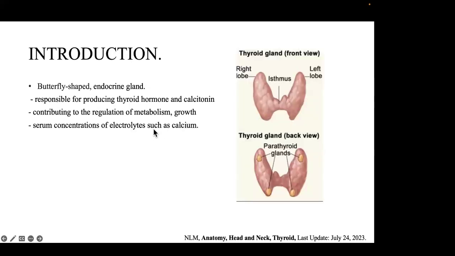The topic is anatomy and physiology of thyroid gland. So starting with the introduction, the thyroid gland is like a butterfly-shaped gland, and it's an endocrine gland which is responsible for producing thyroid hormone and calcitonin, and it is also contributing to the regulation of metabolism, growth, and in maintaining the serum concentrations of electrolytes such as calcium.